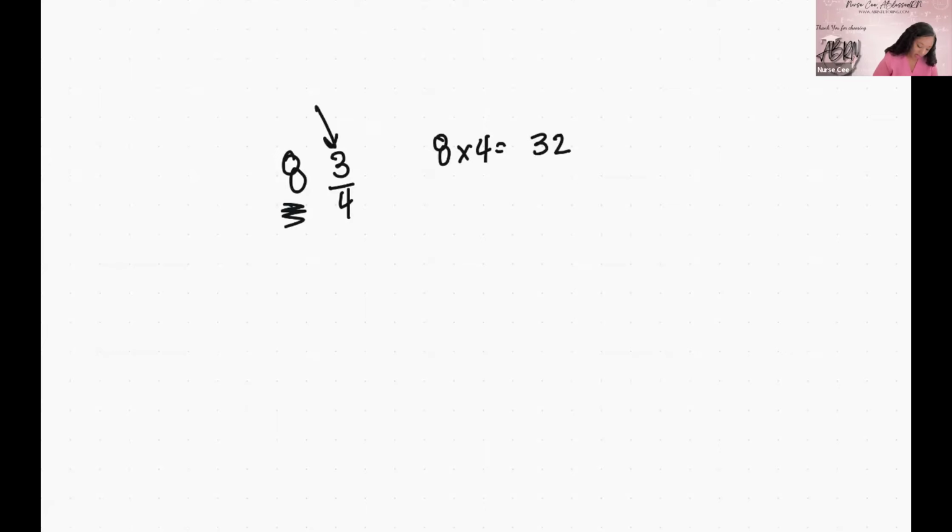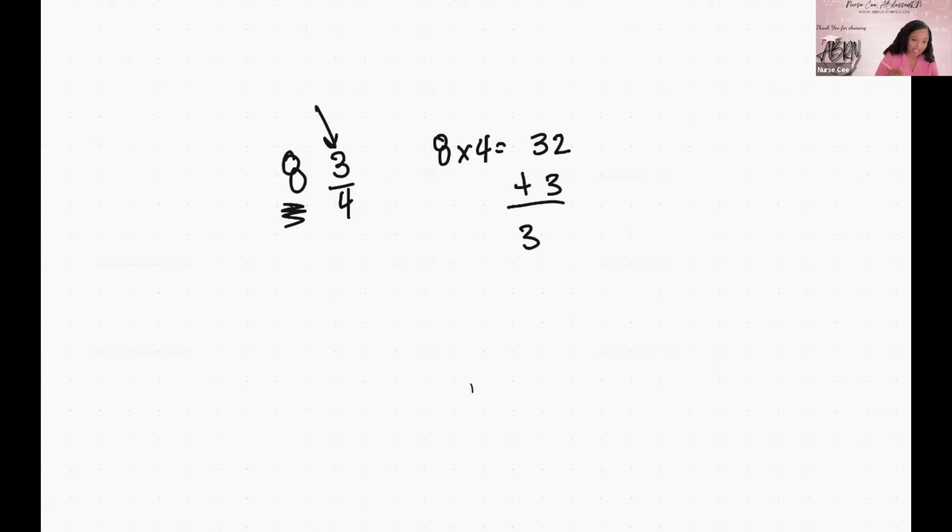And 3/4. Okay. So what we'll need to do is take the whole number, which is 8, and multiply it times the denominator. So 8 times 4 is going to be 32, right? And then we're going to add the top number, which is the numerator. So that's going to be 32 plus 3, which will be 35.